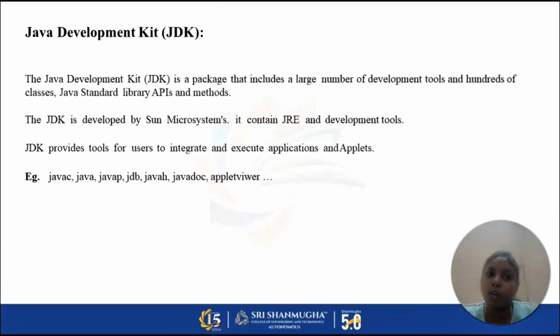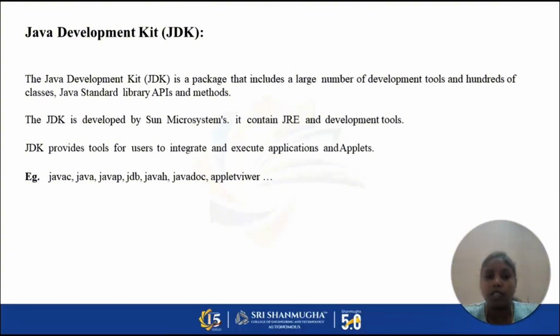You must know about the Java Development Kit, which is the main thing. It is a package that includes a number of development tools, hundreds of classes, the Java standard library, APIs and methods. Everything is packed and stored together and works as a container. In this container, these tool applications are mainly used for Java. JDK was developed by Sun Microsystems. It contains the Java Runtime Environment and development kit tools.